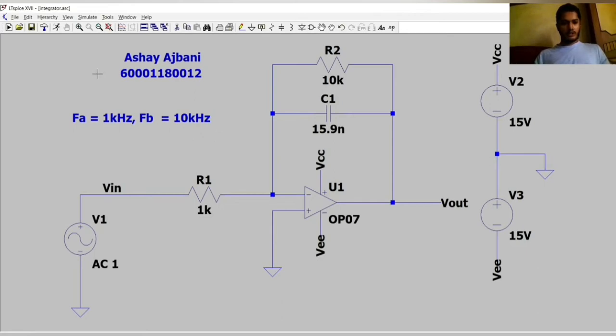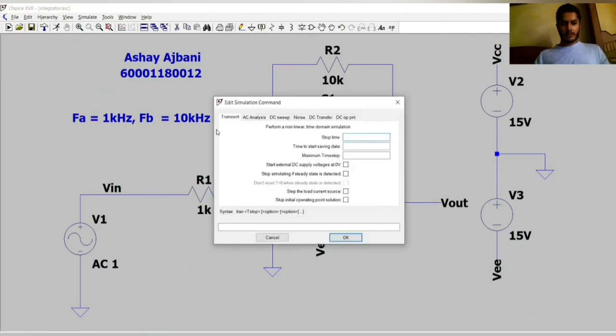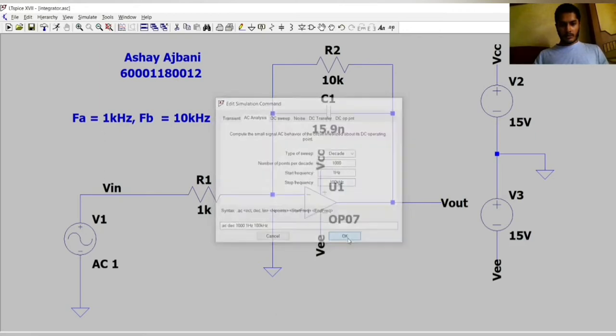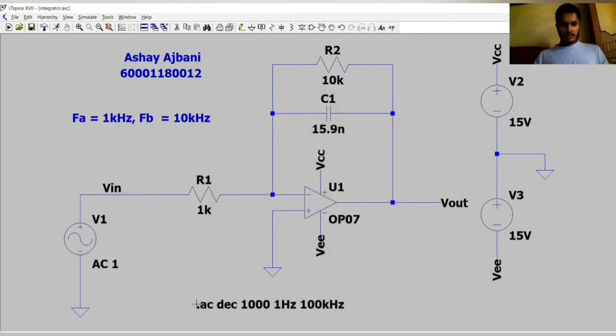Now in order to run the circuit, we click on simulate and edit simulation card. I'll select AC analysis. Type of sweep will be decade. Number of points I'll set to 1000. We'll start at 1 hertz, and the stop frequency will be 100 kilohertz. And click on OK. I'll place it here. Now to run the simulation, I click on this icon.